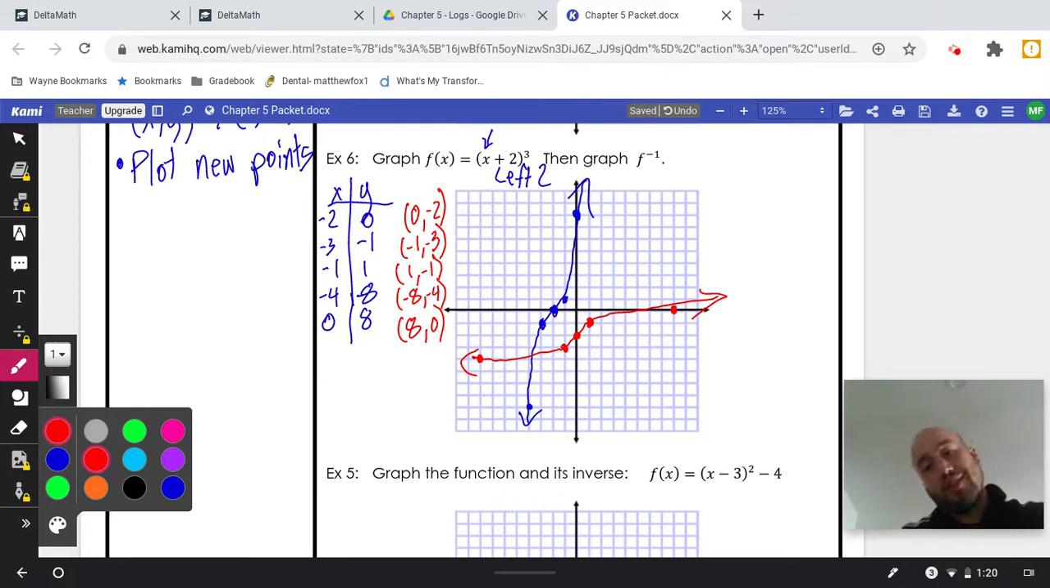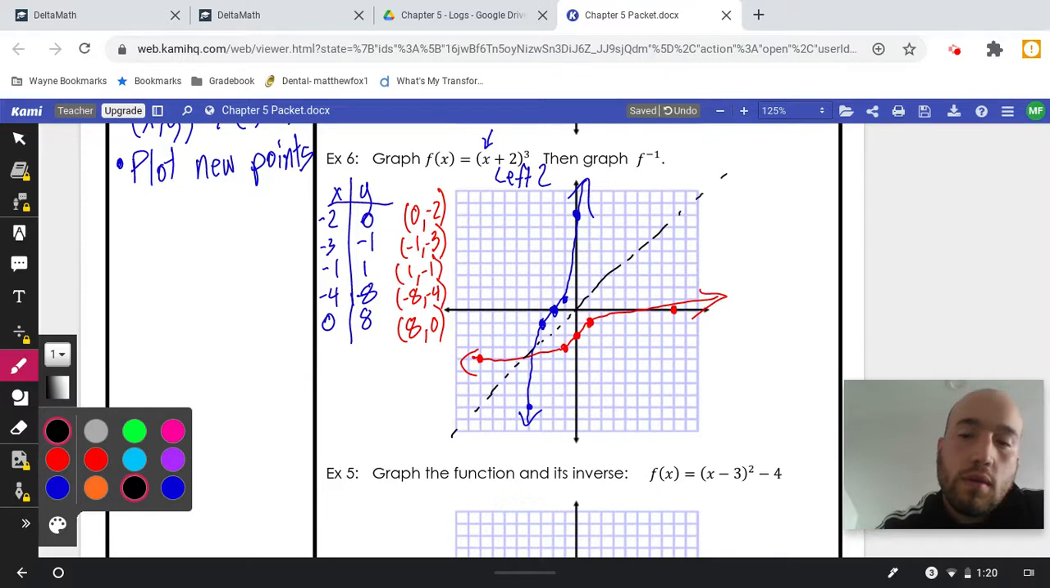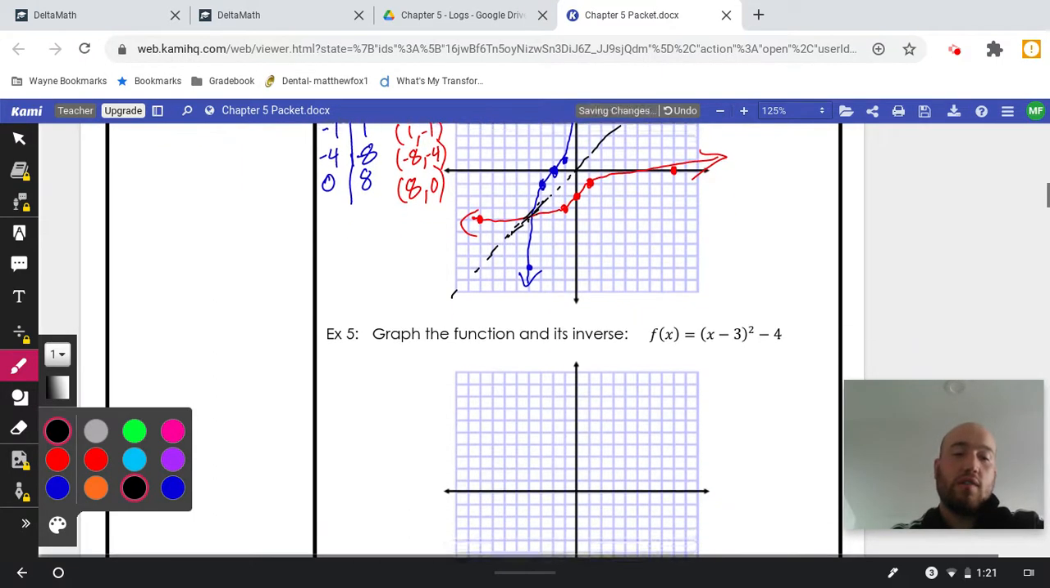And once again, if you turn your head sideways, the diagonal there, they will reflect over it. If you're not sure what I mean, if I would draw this line in, they will reflect over that. Obviously my graph's slightly off, or maybe it was my line here. It should have gone right through there, but that is a reflection over the line y equals x. That will always be the case with your inverse.